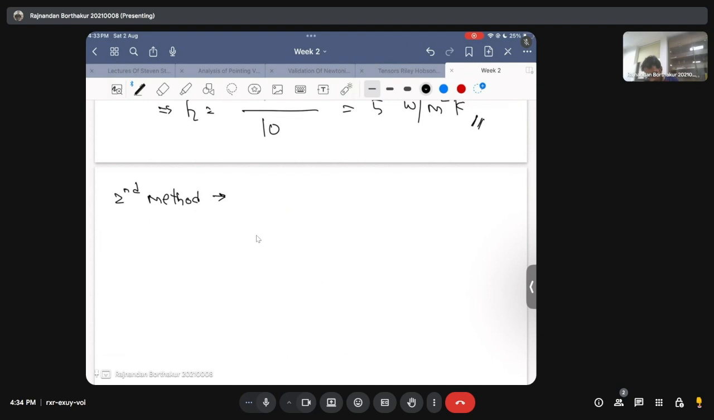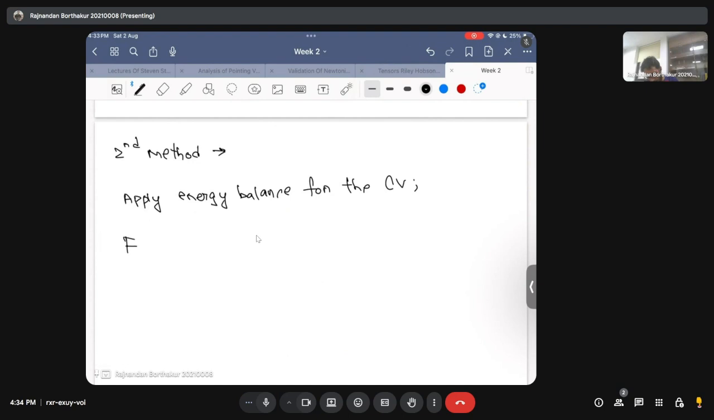So what we'll do is, we'll apply energy balance. So if we apply energy balance for the control volume, we can see that E dot in minus E dot out, that is the most general form, plus the energy that is generated is equal to 0, because it's a steady state thing. So I'll not write the unsteady term because it's steady state. So I'll just say that the right hand side is just 0.